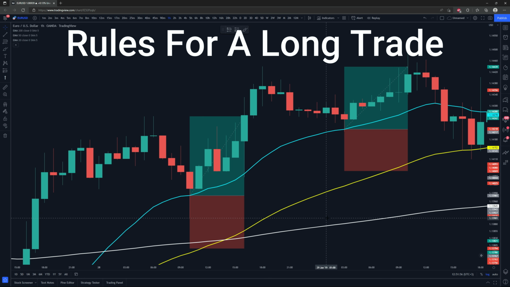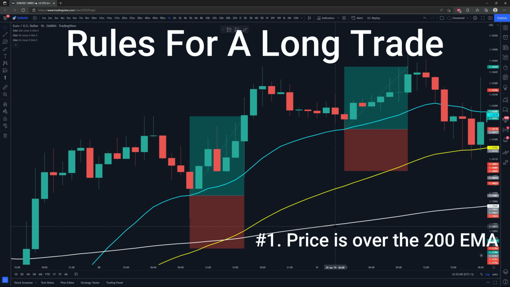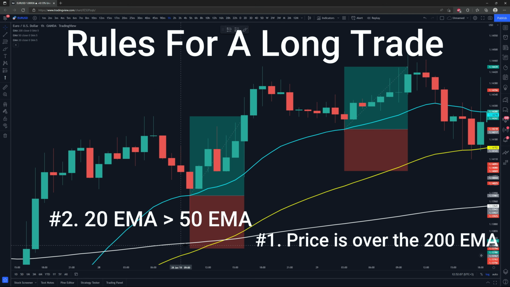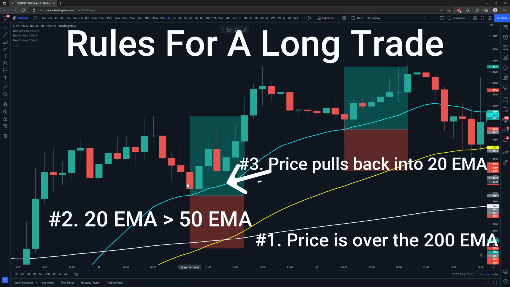Now, the first thing you need to see is that price is over the 200 period exponential moving average, or the white line here. You also need to see that the blue line, or 20 period EMA, is over the 50, or the yellow line here. And what you're going to look for as the entry signal is the price pulling back into the 20 period exponential moving average. That's going to be your entry signal as long as the other criteria is met.